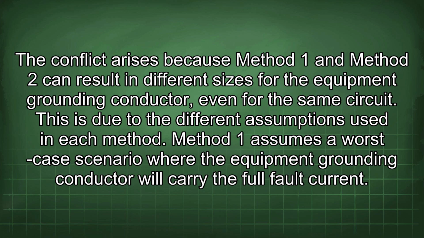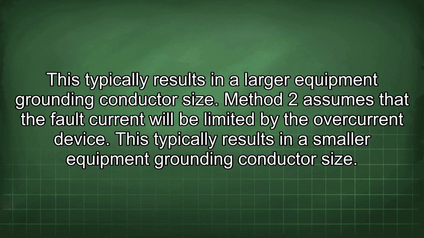The conflict arises because Method 1 and Method 2 can result in different sizes for the equipment grounding conductor, even for the same circuit. This is due to the different assumptions used in each method. Method 1 assumes a worst-case scenario where the equipment grounding conductor will carry the full fault current. This typically results in a larger equipment grounding conductor size. Method 2 assumes that the fault current will be limited by the overcurrent device. This typically results in a smaller equipment grounding conductor size.